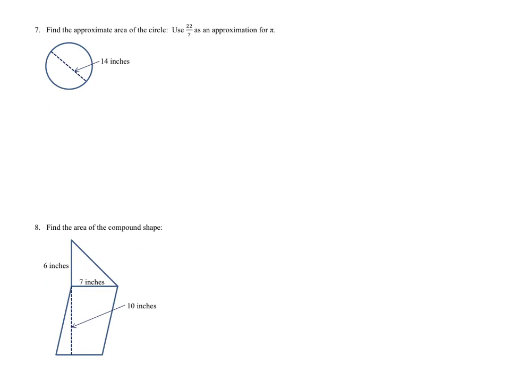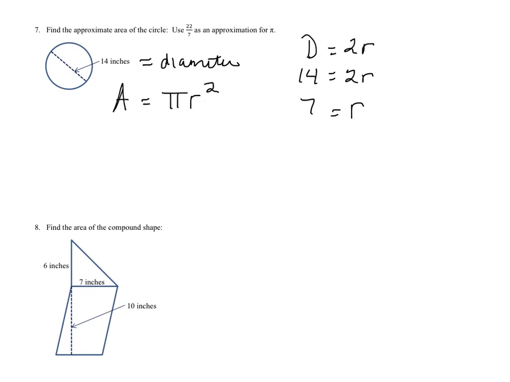Next slide. Find the approximate area of the circle. Use 22/7 as an approximation for pi. So here we go. We have a diameter right now. This is the diameter. So now we have to figure out what the radius is, because we definitely need the radius. The diameter is equal to 2 times the radius. So we have 14. So the radius is 7. 7 what? Inches. So the area is equal to pi times 7 inches squared. So that's 49 pi inches squared.